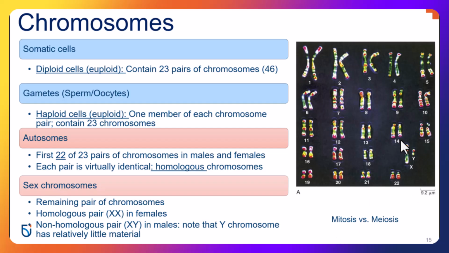But that final pair, that 23rd pair, these are the sex chromosomes. Females will typically have XX, and so we can call those homologous. They're not autosomes, but we can call them homologous because there's two X's, they contain the same information. Whereas males will be XY, and these are non-homologous, meaning not the same, because the X and the Y carry different information. And in this karyotype, we can see X and Y, and you can see how little the Y is. So this is male, very little Y. It carries relatively little material compared to the X.